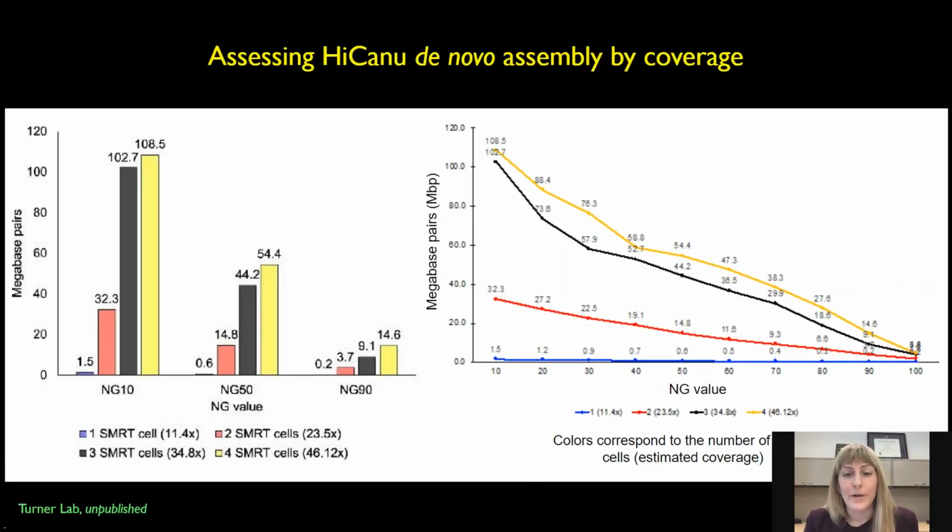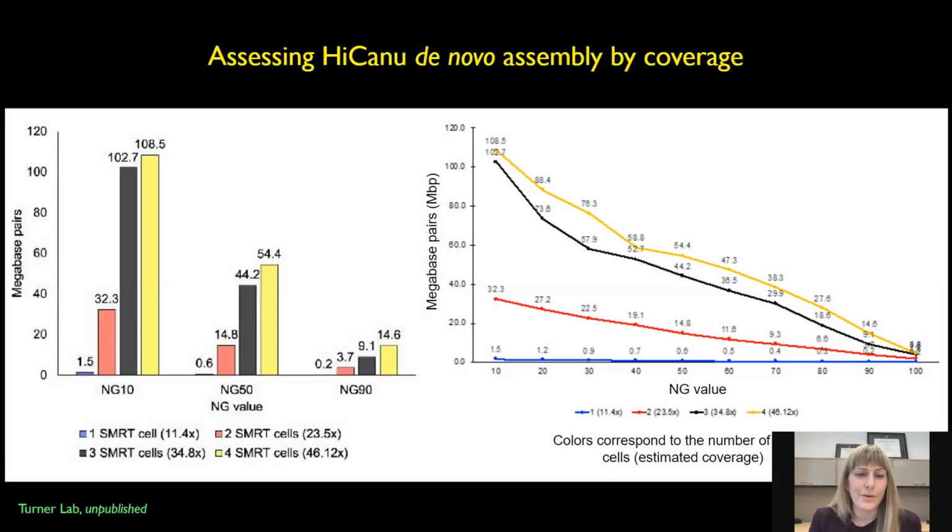So this is data from one of our individuals that we sequenced with 4 SMRT cells. We intentionally did this so that we could look at these kinds of metrics. On the left-hand side of this diagram, what I'm showing you is a fairly basic plot of what's shown also on the right-hand side. On the x-axis is the NG value, and on the y-axis are the megabase pairs in size.